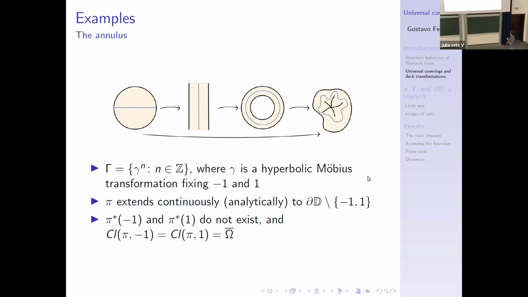And what happens at these points? Well, because this curve is going to wrap around this blue curve here infinitely many times, you don't have any non-tangential limits. And again, you have a very big cluster set. All right, so there's basically very little that we can say about the behavior of this map as we tend to these points on the boundary. Okay.